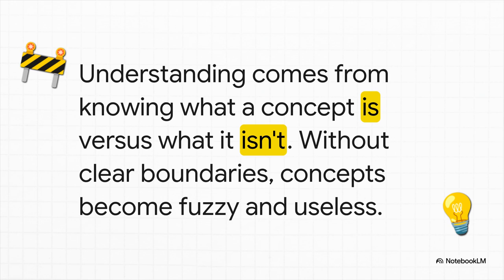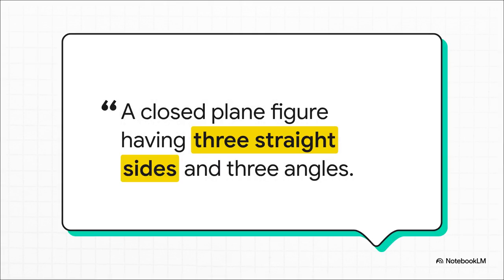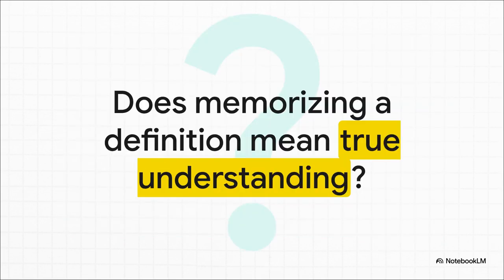We tend to think that learning is about memorizing what something is, but real, deep understanding actually comes from knowing what it isn't. Okay, so take a look at this. This is your classic textbook definition of a triangle, right? A student could memorize this perfectly. They could recite it back to you without missing a single word. But does that mean they really get it?